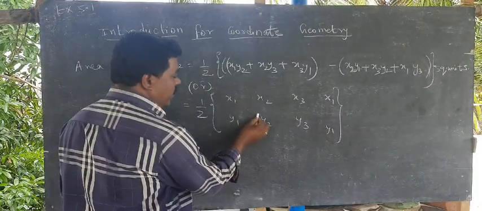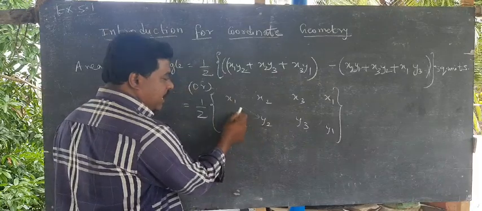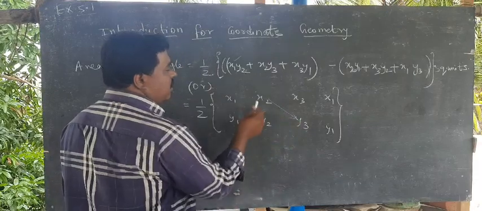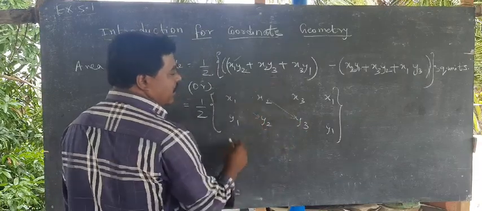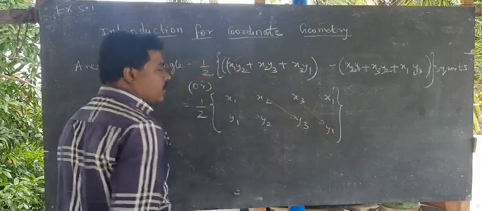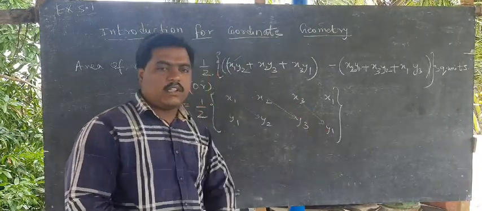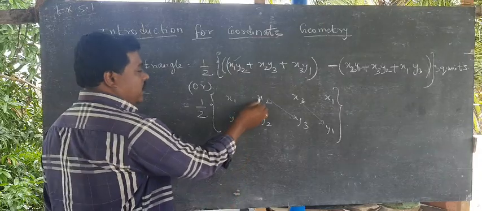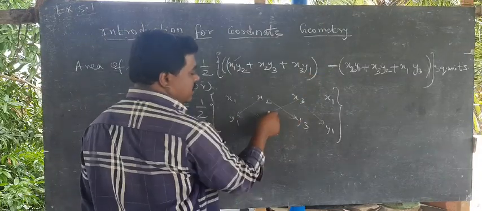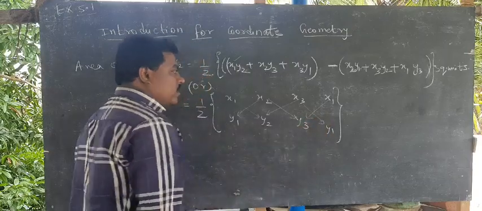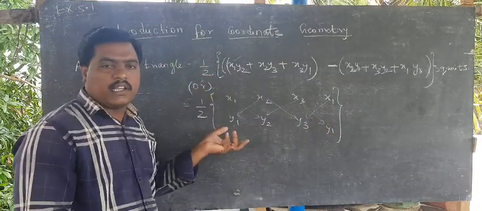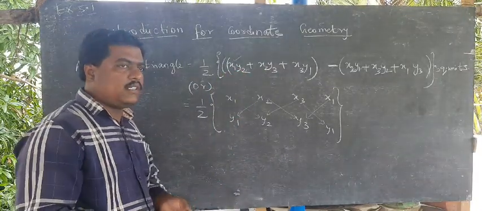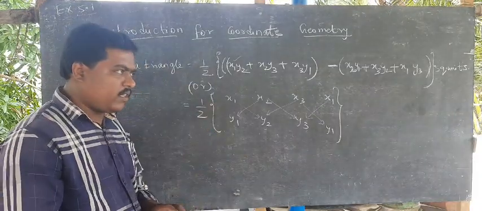So x1 y2, I put the arrow like this, means x1 into y2. Then x2 y3 means x2 into y3, same thing, x3 y1. So this side will be over. Then minus, we have to put the minus and open the bracket: x2 y1, x3 y2, x1 y3. Same thing only. So for that reason they are saying we can use this or this formula in the examination. Which one is easy for you? Use that formula in the examination, right?